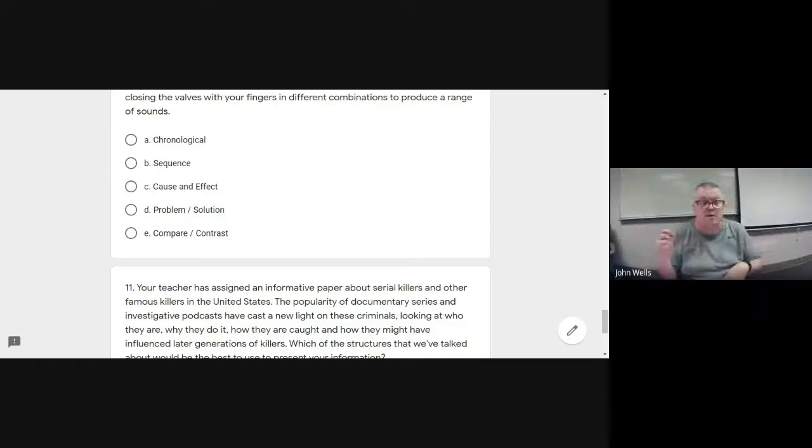Here's a problem, here's a solution. Will it match up? Will it make a difference? And then compare and contrast. Here's 2 things. How are they similar and how are they different?